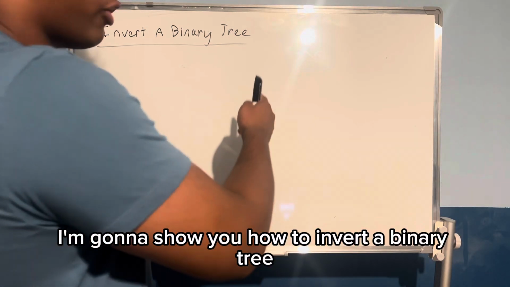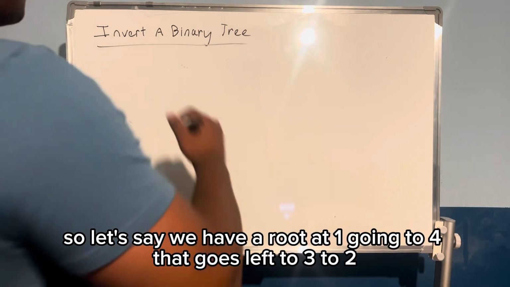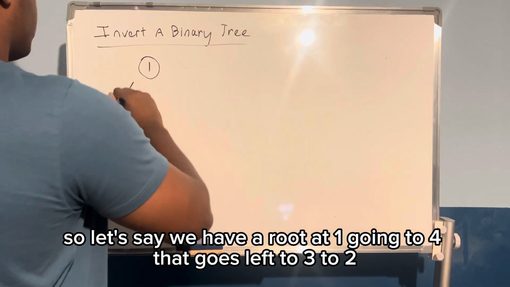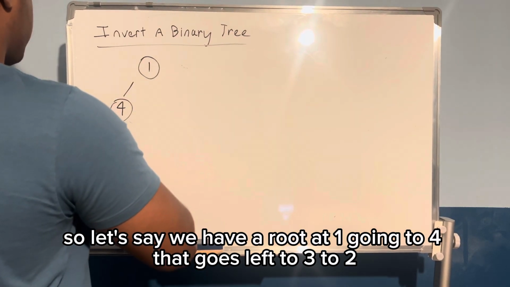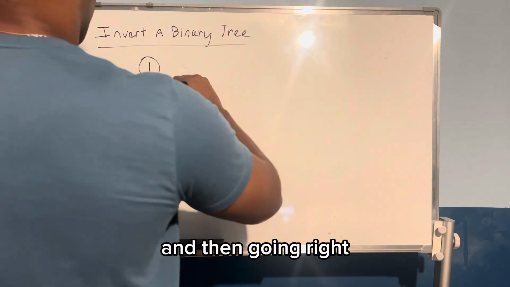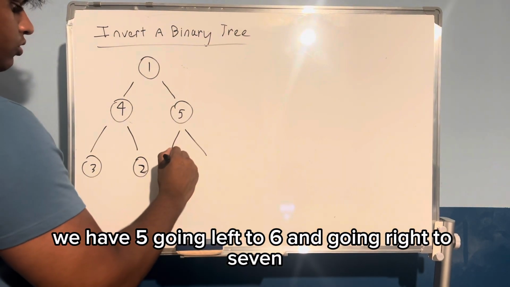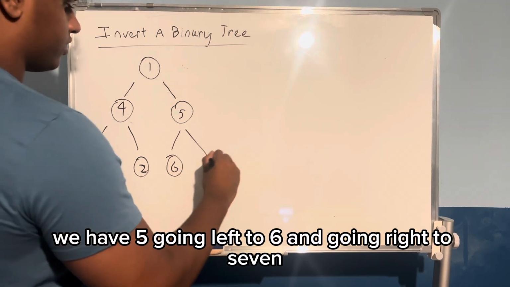I'm going to show you how to invert a binary tree. So let's say we have a root at 1 going to 4, that goes left to 3 to 2, and then going right we have 5 going left to 6 and going right to 7.